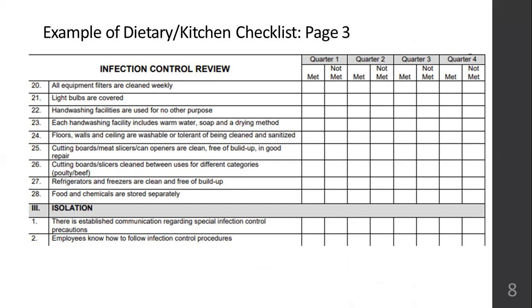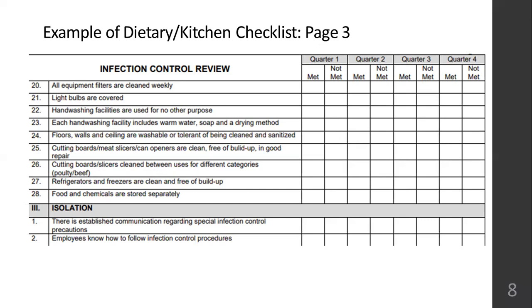Hand washing facilities should not be used for any other purposes like washing clothes, gargling, or mouthwash. These things should not be done at hand washing facilities. Water and soap and a tissue or a drying method have to be placed at the hand washing facilities. Cutting boards and meat slicers should be cleaned on a daily basis to avoid buildup of food that could lead to infection.